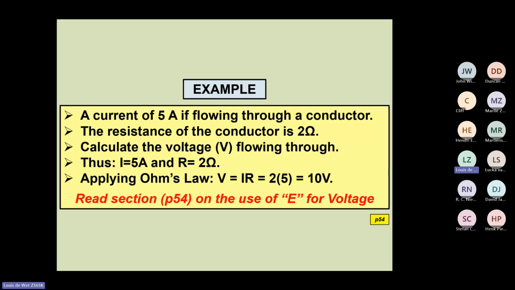Thus, I is 5 amps and R is 2 ohms. Applying Ohm's law, voltage is I times R, which is 2 times 5, and it's 10 volts. But still, remember, I is not an independent variable. As I said there, read the section on page 54, the use of E for voltage. That's your rearranging of Ohm's law.